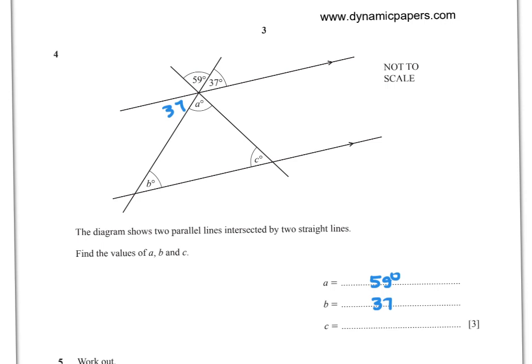Now we have A and we have B. A is 59, B is 37. Then we can find C: 180 minus 59 plus 37, which is 84.